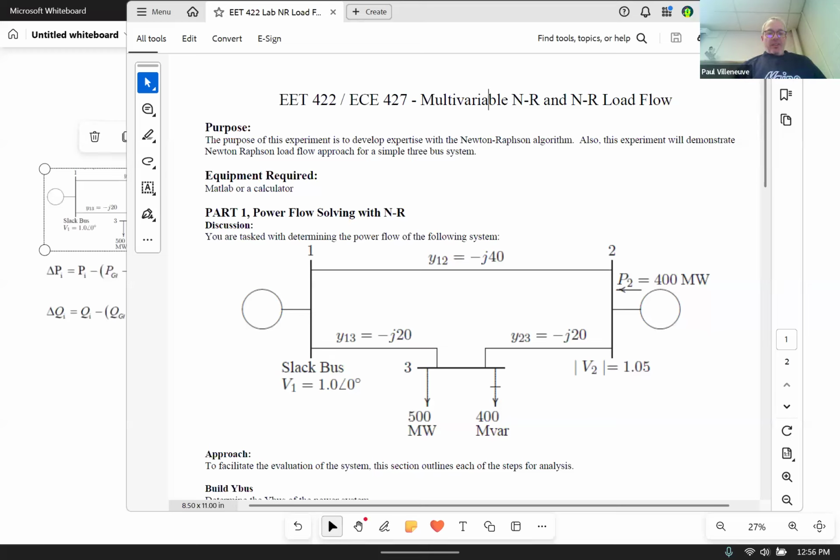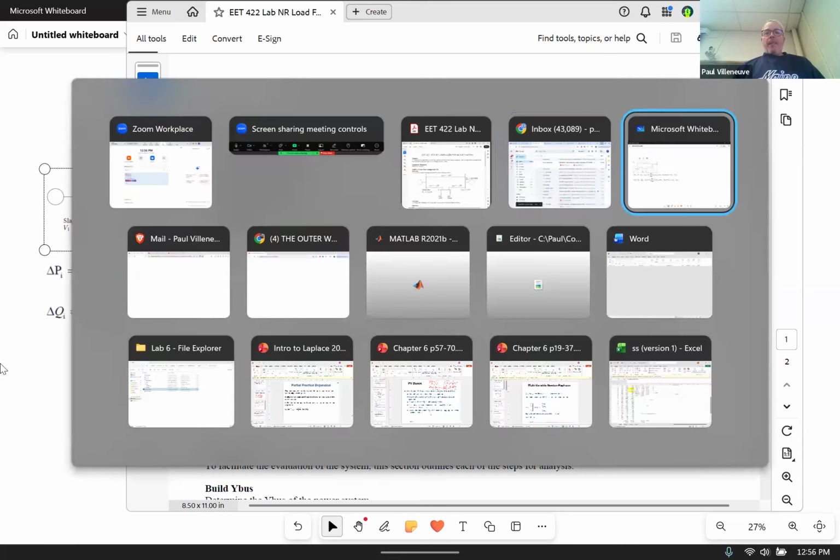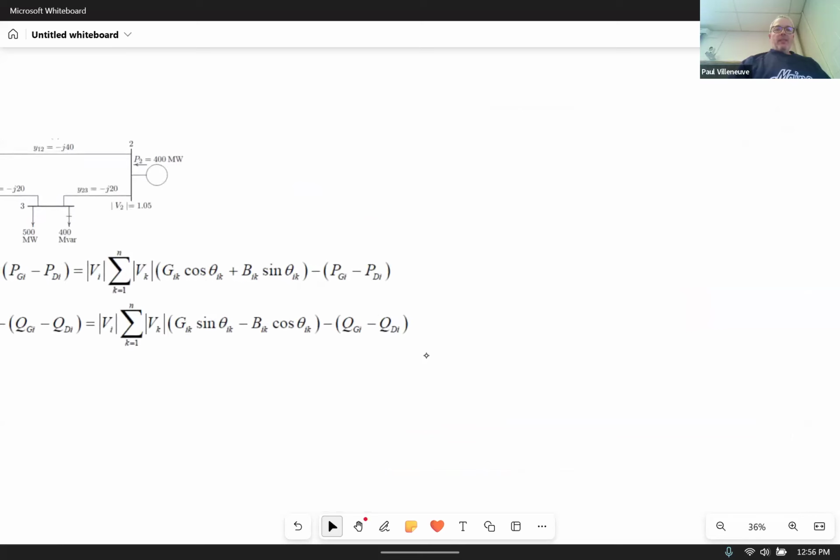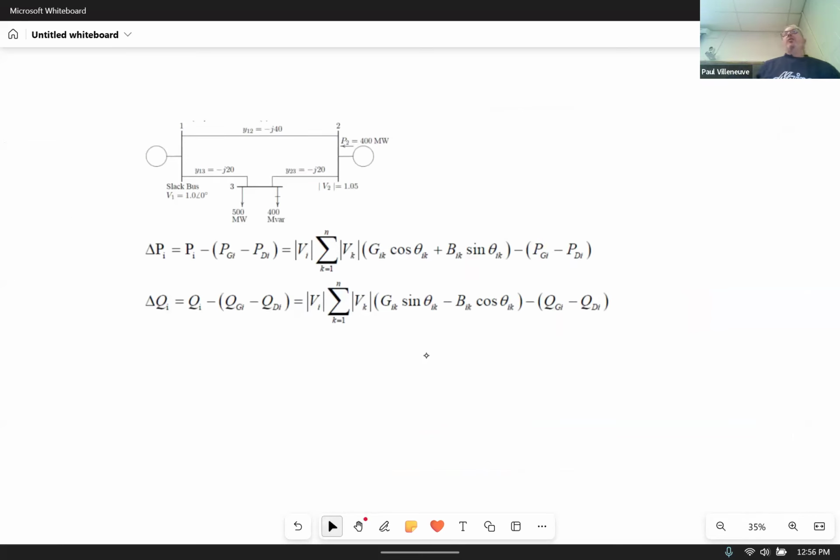So I already put this on the whiteboard. I have our system, and I have the two required equations that we need to be able to solve, those f of x equations, okay?